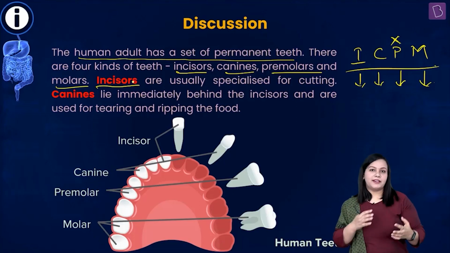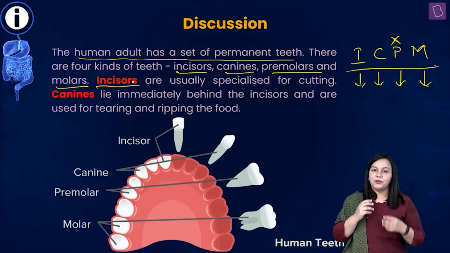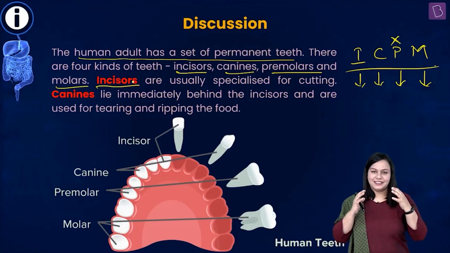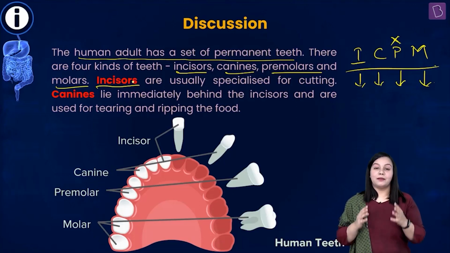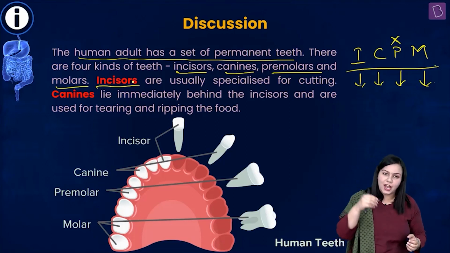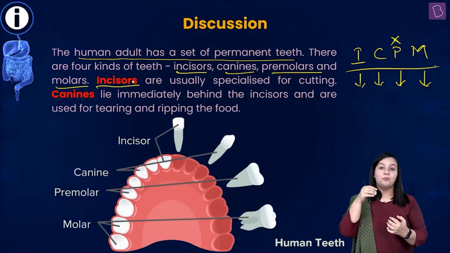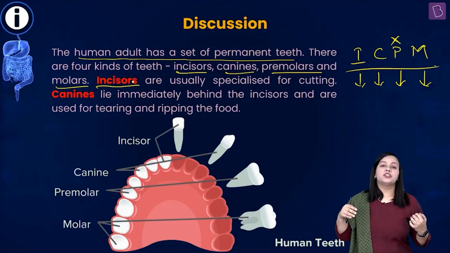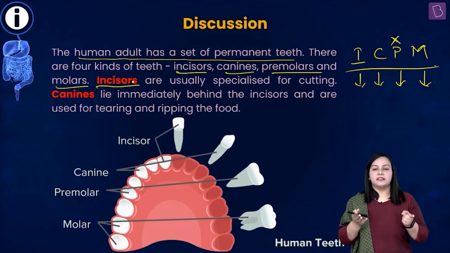Just imagine yourself taking a bite of a fruit. Now some of you might say that we take a bite from here or this side, but that is not what I'm trying to tell you here. I'm trying to tell you that when you put a sharp end into something to bite, to create an incision, you use your incisors.